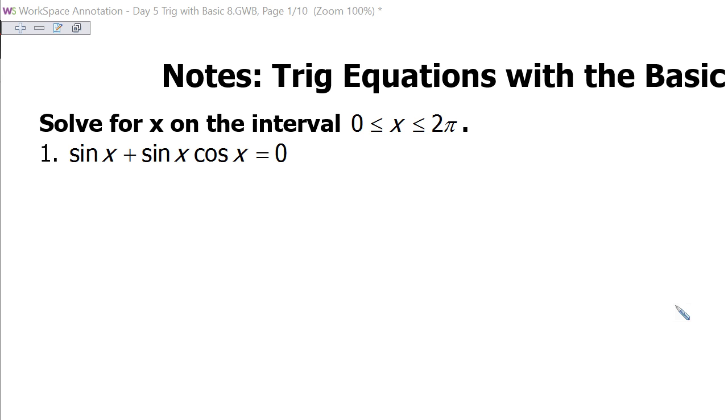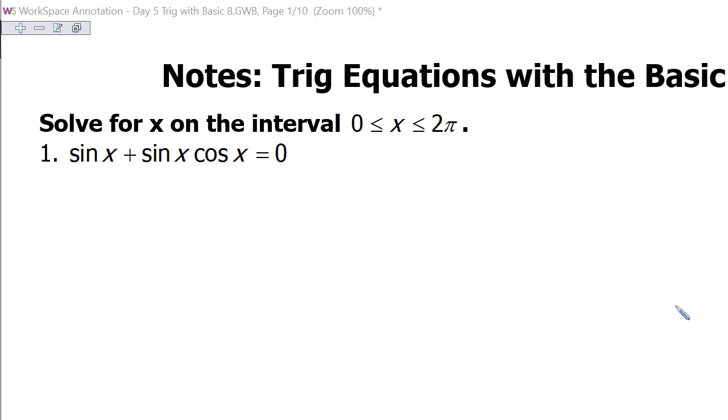So for the first section, the instructions say to solve for x on the interval where our angle x is between 0 and 2 pi inclusive. Notice that interval is in radians, so all of our answers need to be in radians, so nothing in degrees. So problem number 1, we have sine of x plus sine of x cosine x is equal to 0.